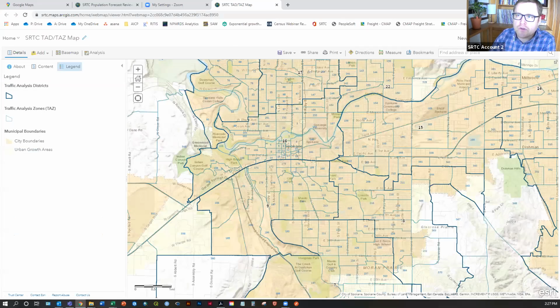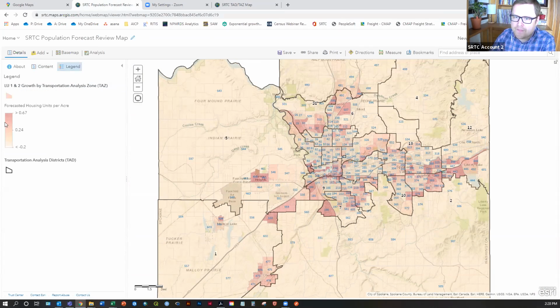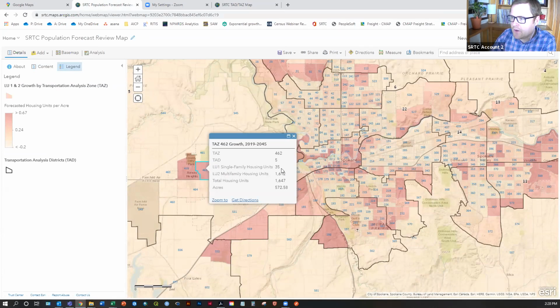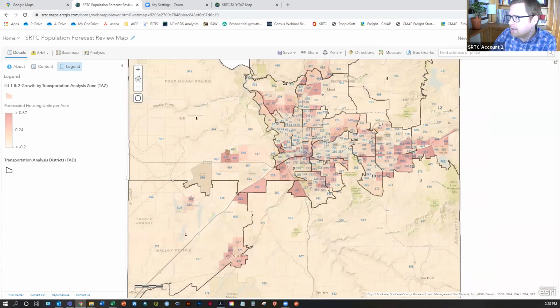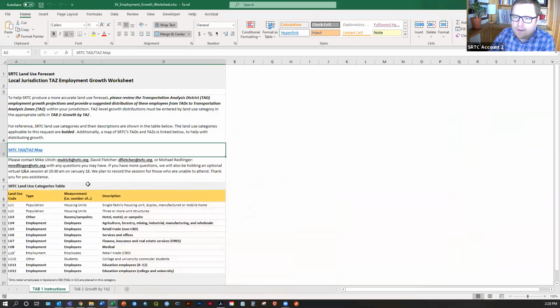While I'm here, I might as well show you the population map as well, which is in your letter. There's a link to this one. The only difference really is that it's symbolized by employment growth, so the density of growth by TAS is what the shades of orange and red are showing. It's the same thing though, just the LU1 and LU2 totals. That's just there to check what's in your jurisdiction. And again, if you see anything that you would disagree with and have documentation that you can provide us with, just let us know and we can make that adjustment based on the documentation you send us.